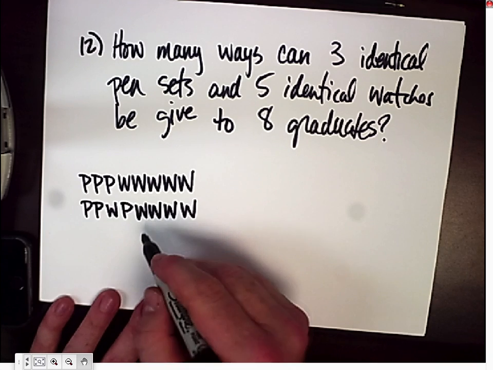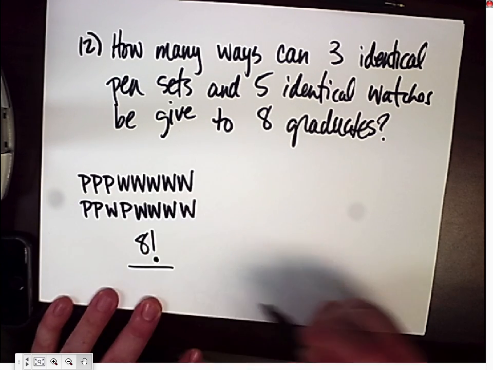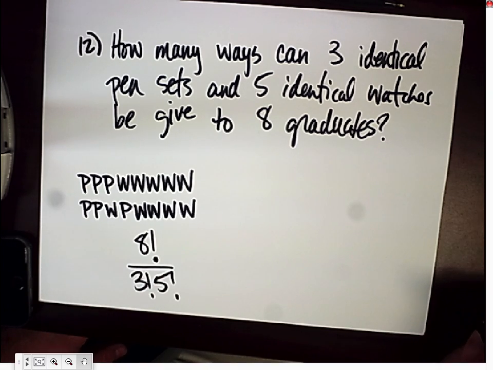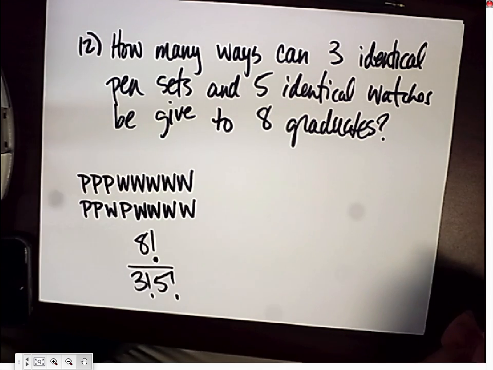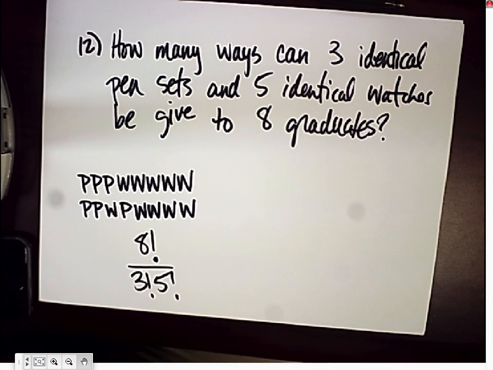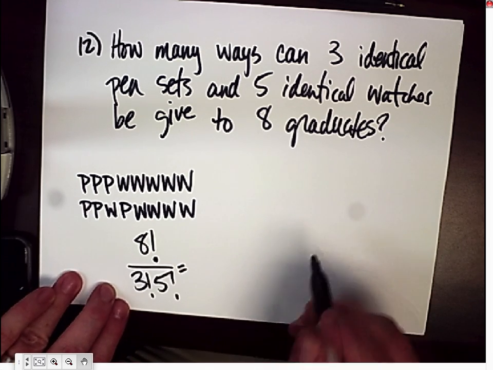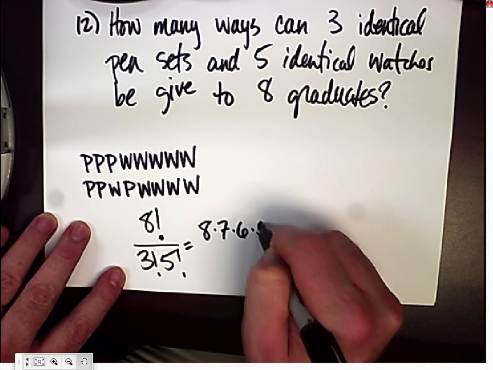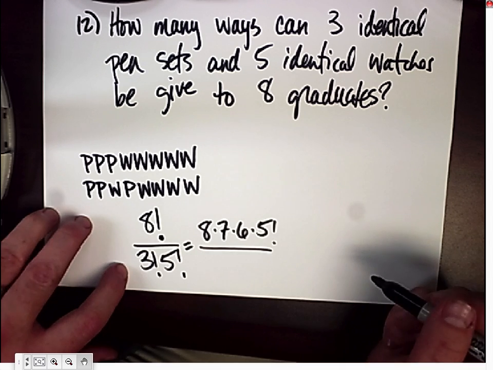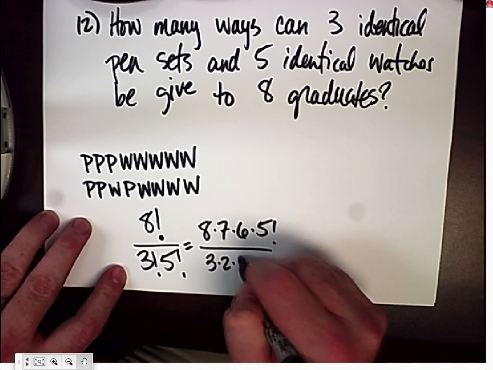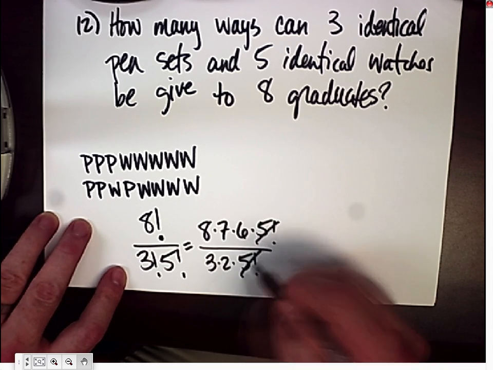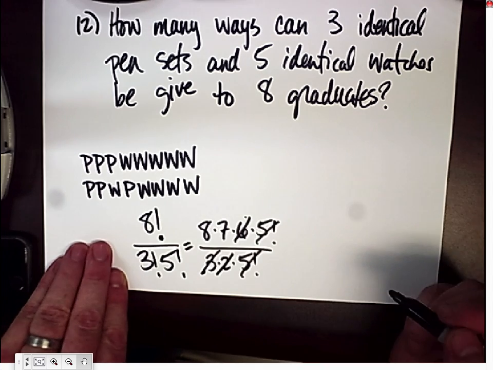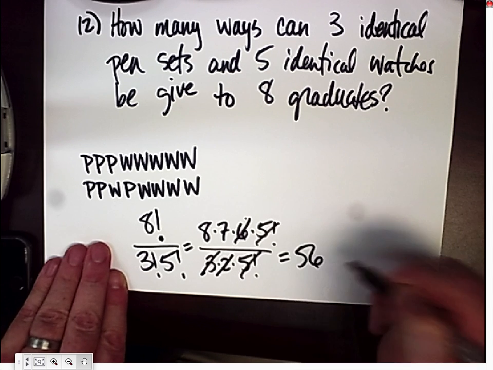So how would that be? There are 8. It's 8 factorial over, there are 3 identical pens and 5 identical watches. So it's just like a word where 3 of the letters were all the same and the other 5 was the other letter. Okay? So that would be, the largest factorial on the bottom is 5. So you're going to say 8 times 7 times 6 times 5 factorial over 3 times 2 times 5 factorial. Right? Okay, and 3 times 2 is 6. So the answer is 56.